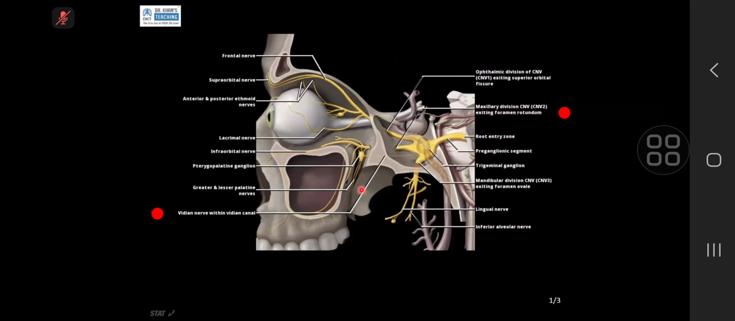So this is the pterygopalatine fossa sitting here. Point to remember is that foramen rotundum, if you see, is slightly more superior than the Vidian canal. So this is a take-home point.